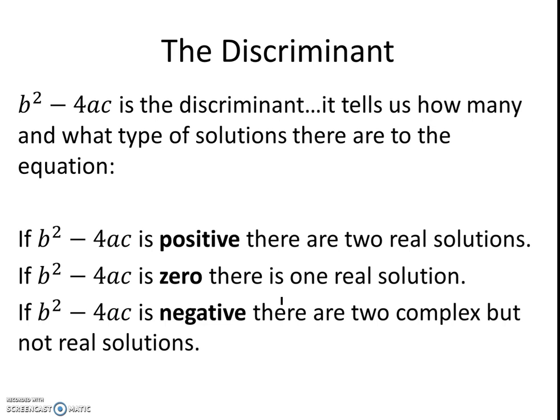This is the discriminant that I mentioned earlier in the video. If we do that b squared minus 4ac and it's positive, there are 2 real solutions. If it equals 0, there is 1 real solution. And if it's negative, there are 2 complex but not real solutions.